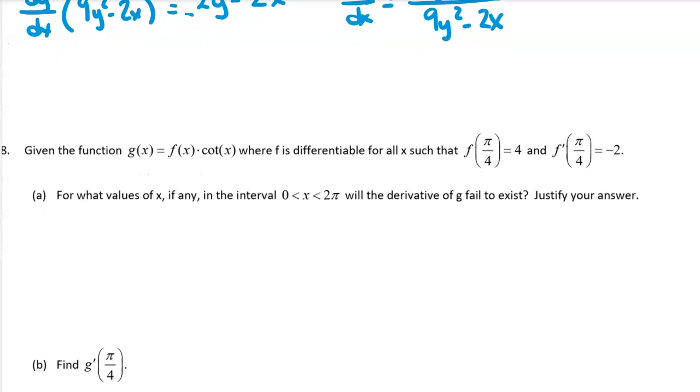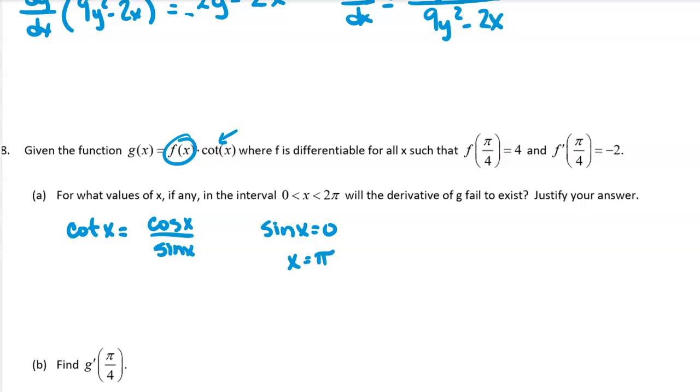Last question. Given a function where f is differentiable for all values of x, so I'm not worried about f, where am I not differentiable for cotangent of x? Let's look at cotangent of x and talk about continuity. Cotangent is cosine of x over sine. So over this interval, where is sine x equal to 0? That would be at x equals pi. Justify your answer, because at x equals pi, g is not continuous.